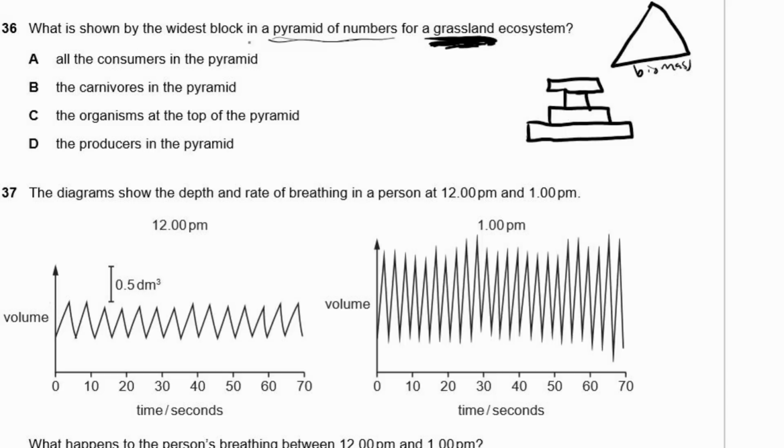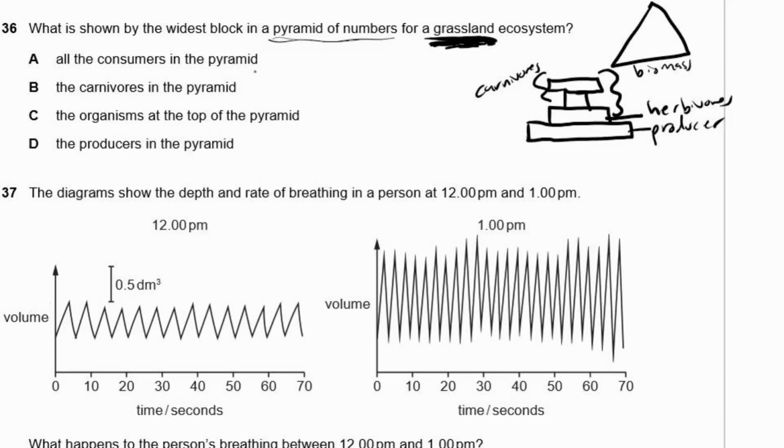So we're looking at the widest block on the pyramid of numbers. Is it all the consumers? Not all, so it's not saying all the blocks put together. These are all consumers. This is a producer. No. None of the consumers will have more than the number of grass plants that can be eaten in a grassland ecosystem. The carnivores in the pyramid? So this is the herbivores, and anything above that would be the carnivores. And there will always be fewer carnivores than there are herbivores because it takes more energy. They have to eat a lot of herbivores.